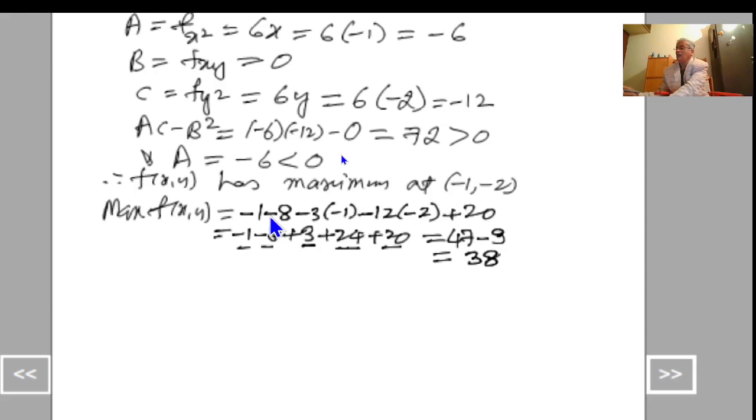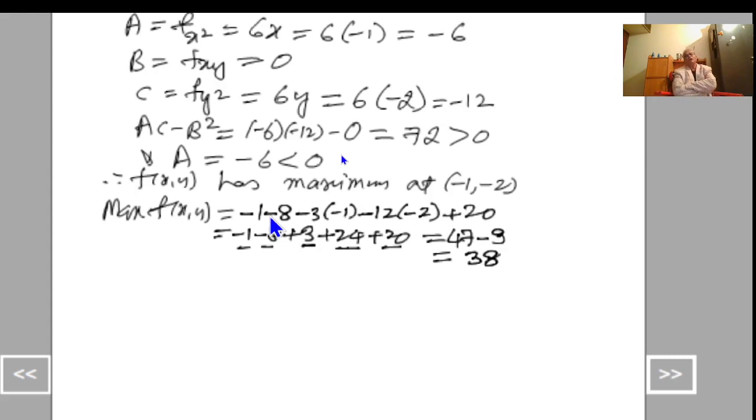So the minimum value we have got is 2. Maximum value is 38. So here we have totally 4 critical points. Okay, that is 1 comma 2, 1 comma minus 2, minus 1 comma 2, minus 1 comma minus 2. Among these, 1 comma minus 2 is a saddle point. Minus 1 comma 2 is also a saddle point. These two are saddle points. That is, at these 2 points the function f of x comma y neither has a maxima nor a minima.